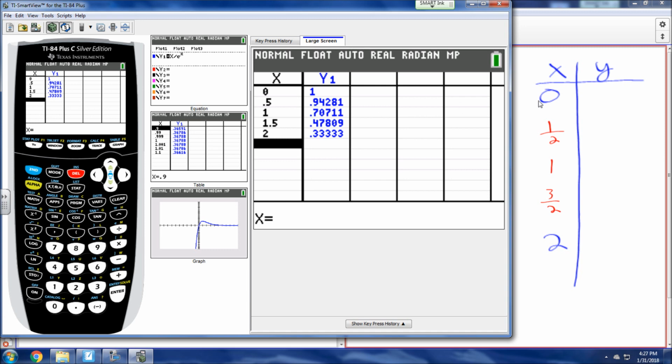This actually helped us a lot because we were just able to make a table without typing in all of the numbers. I can't grab it, so unfortunately I'm just going to have to copy it down. So we got 1, we got 0.942281, we got 0.70711, we got 0.47809, and we got 0.3 repeating, it looks like.